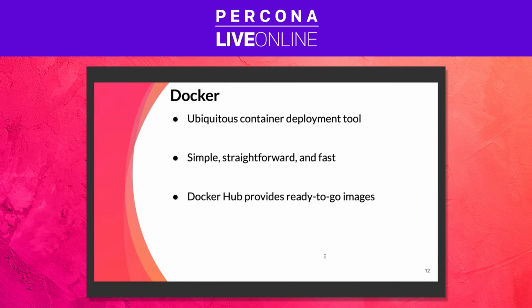And lastly, for Docker, as I said before, everyone nowadays knows it, and it's everywhere. So that's a point in favor. It's also very, very fast. There is very little performance hit from using containers, and it's just very simple and straightforward to use. So that's another point in its favor. And then another cool thing is that Docker Hub provides ready-to-go images.